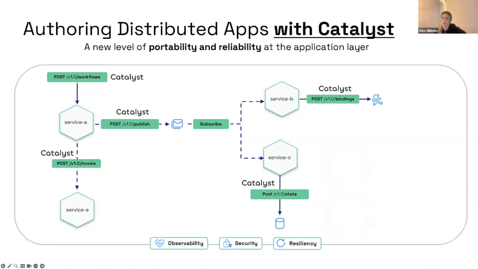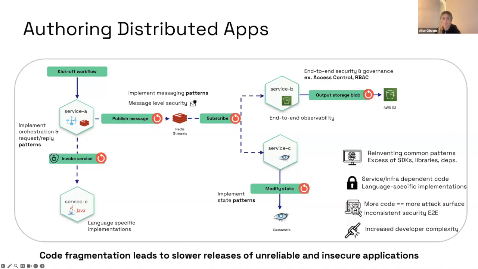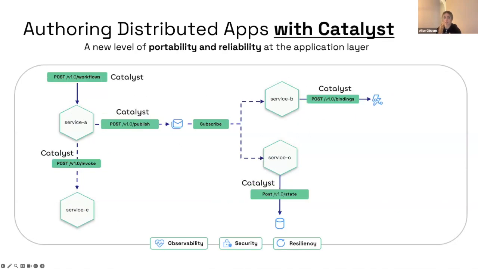With Diagrid Catalyst, we are providing a consistent API surface for common application challenges that essentially gives you a new level of portability and reliability at the application layer. So for instance, I took the very same app. If I go back to my previous slide, this is the very same application as before, and I replaced this with these Catalyst APIs.